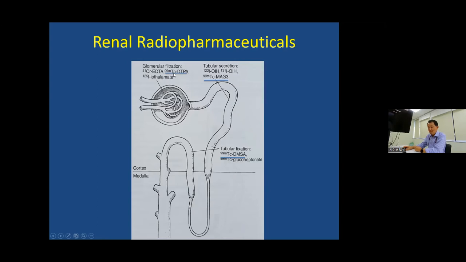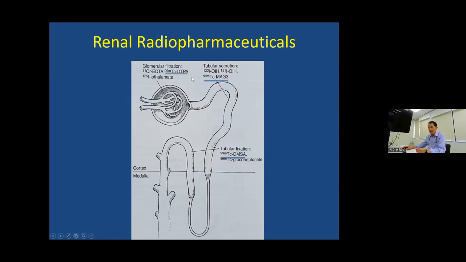So for measuring glomerular function, technetium-99m DTPA is the choice, okay? Because it is filtered by the glomerulus at 90-95%. But this is also actively secreted by tubules. Active secretion of the tubule is a major function of the kidney. Glomerular filtration is a passive function. Active secretion is a major function. Passive filtration is second, and third is tubular reabsorption. That's the third function.